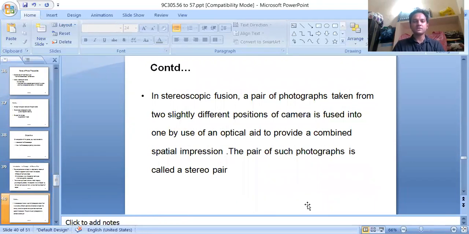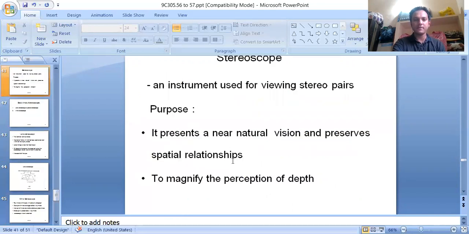In stereoscopic fusion, a pair of photographs taken from two slightly different positions of the camera is fused into one by use of an optical aid to provide a combined spatial impression. The pair of such photographs is called a stereo pair, where two photographs are taken and the common portion is fused, and entirely we will get a single picture. So this pair, where we use two photographs for a single picture, is called a stereo pair.